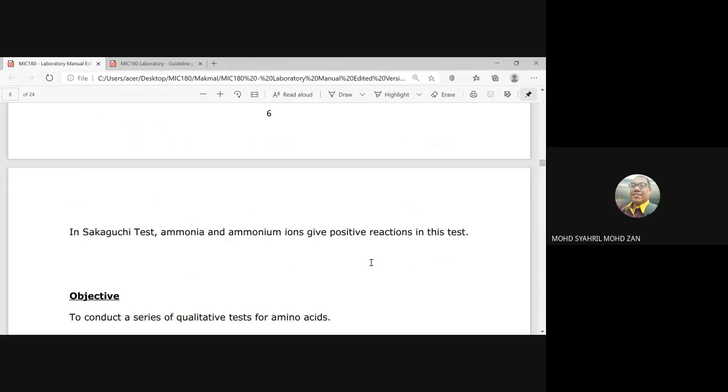The last one will be the Sakaguchi test. Ammonia or ammonium ion gives a positive reaction in this test. Okay, so it means kalau kita dapat ammonia ataupun ammonium dalam eksperimen tersebut, dia akan react dengan Sakaguchi test dan mendapatkan result yang tertentu. Alright.